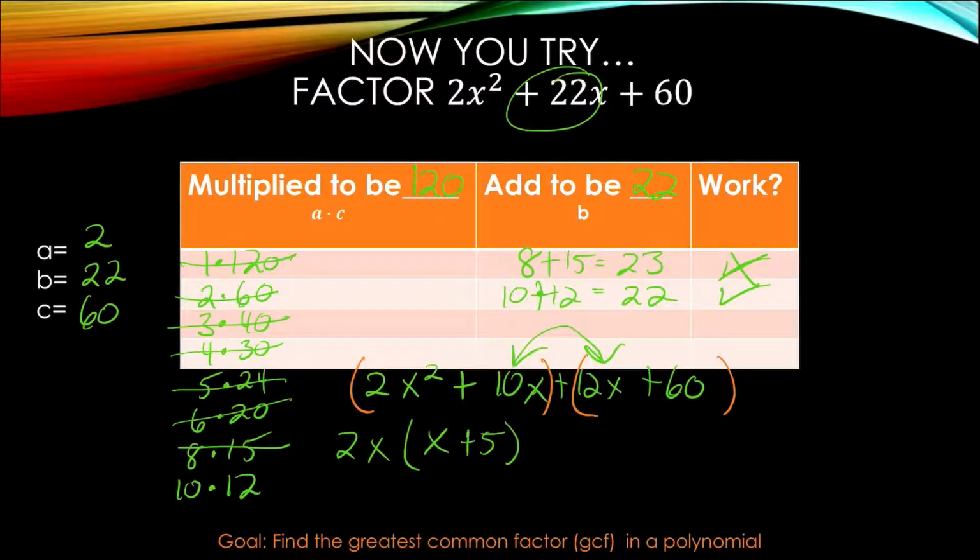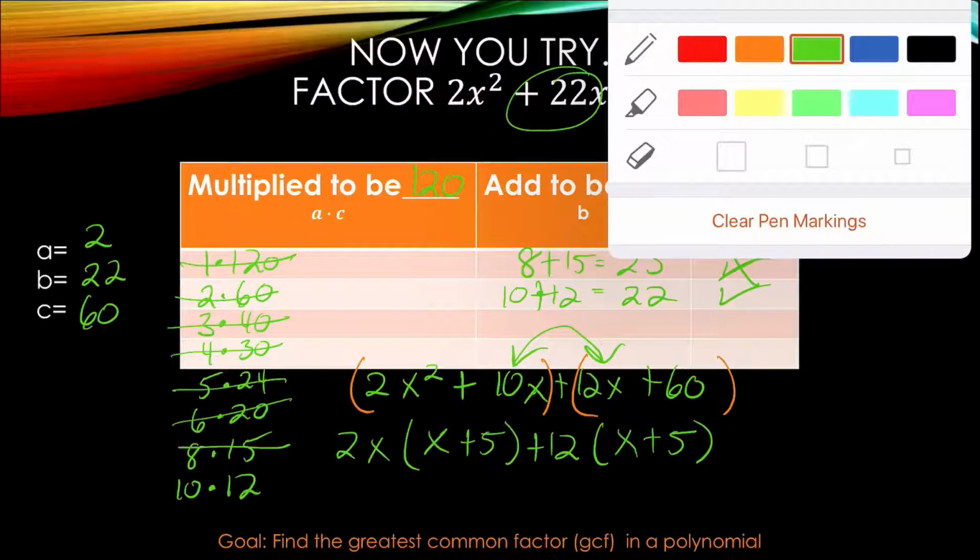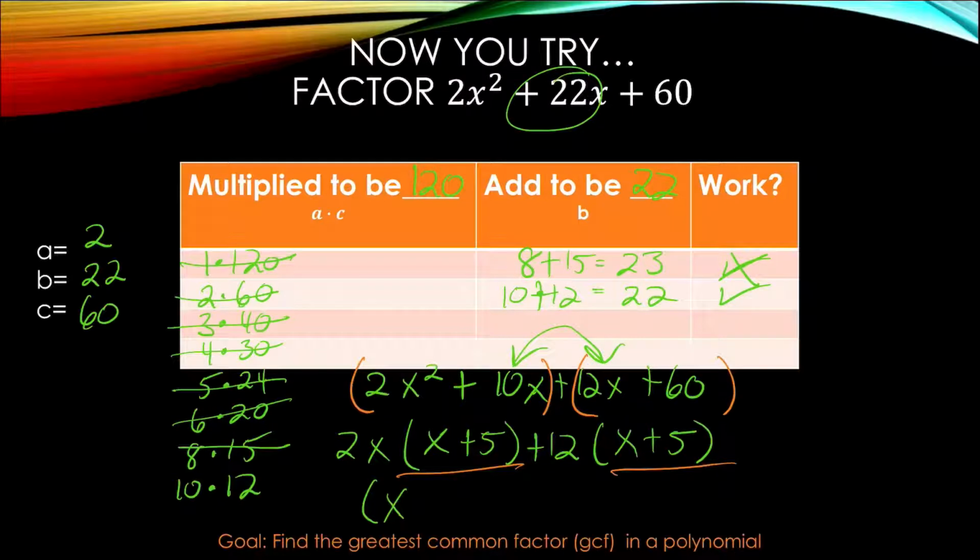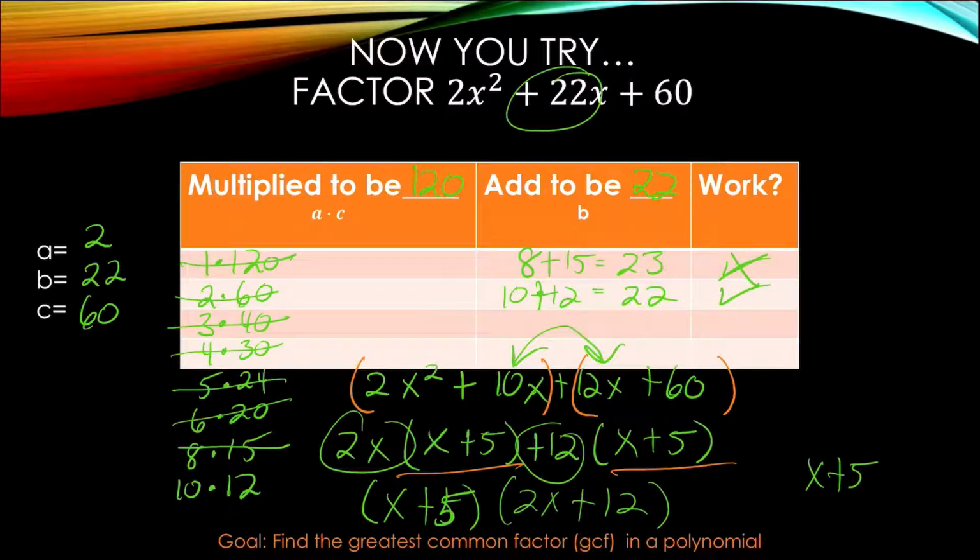Next, I'm going to find the greatest common factor of 12x plus 60. Well, a 12 can go into both of those. So 12x divided by 12 is just x. 60 divided by 12 would give me 5, which is good. That's what I want. I want these to be the same. So when I now factor out x plus 5, because that's my greatest common factor, I'm left with a 2x and a positive 12. So my answer is x plus 5 times 2x plus 12.